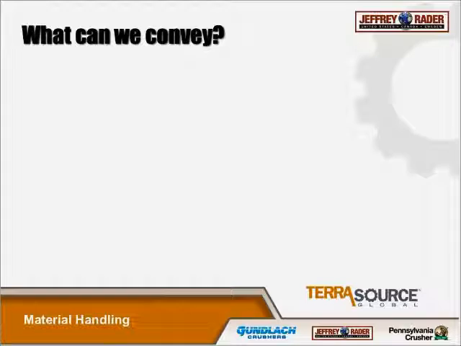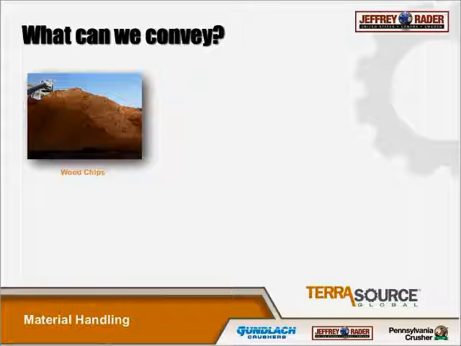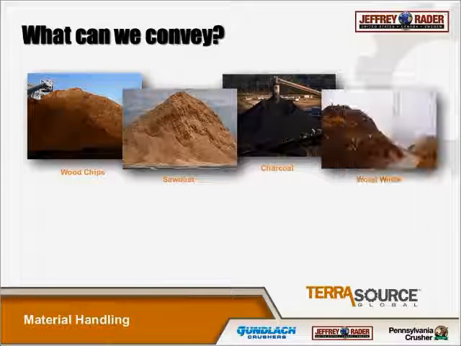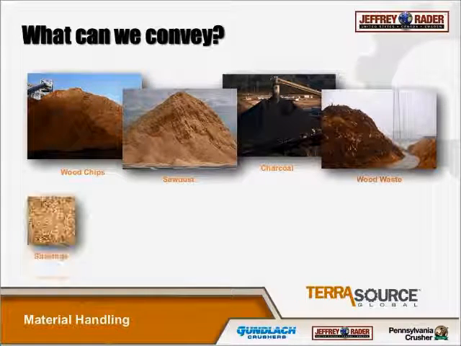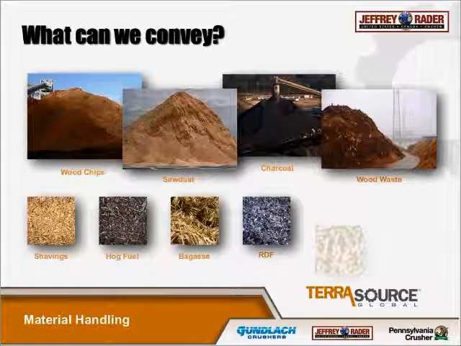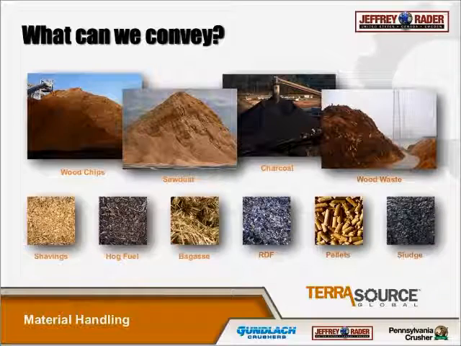So what can we convey? Really almost all types of materials. Wood products are going to be your most common. Wood chips, sawdust. We also do charcoal, wood waste. Really, if you can think of it, we have a chance of conveying it. Old corrugated cardboard, municipal solid waste, among others. Preference is for dry materials. 70% moisture is sort of the cutoff level there.